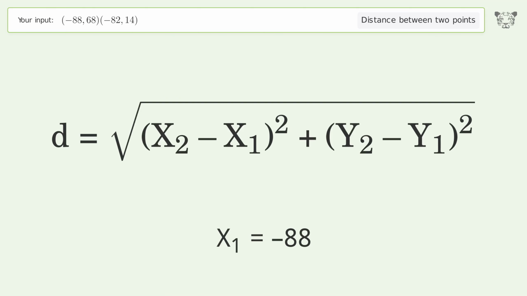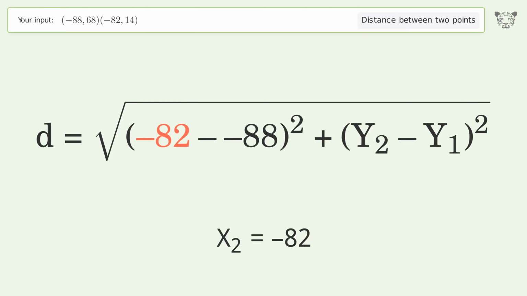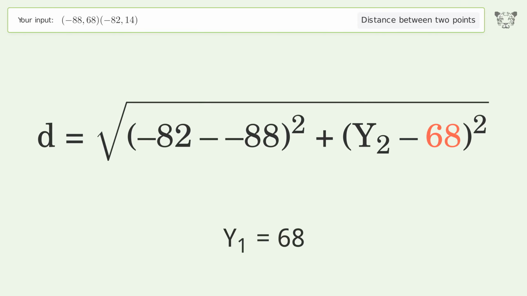x1 equals -88. x2 equals -82. y1 equals 68. y2 equals 14.